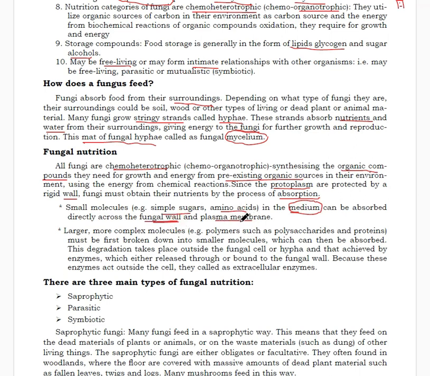Okay, and what about complex molecules? They break down complex molecules like polysaccharides and proteins. They are broken down into smaller molecules and then they are absorbed. So how are they broken into smaller molecules?